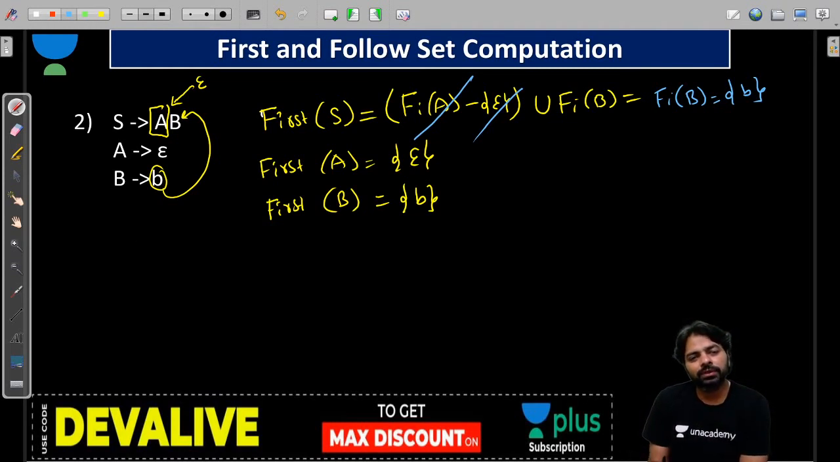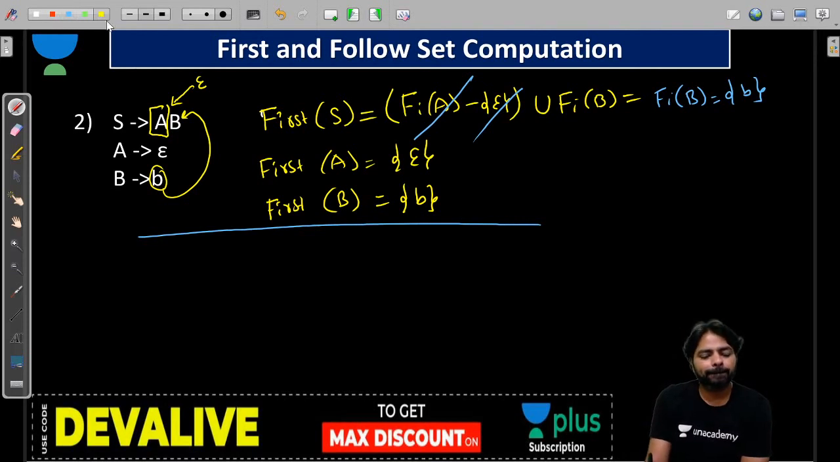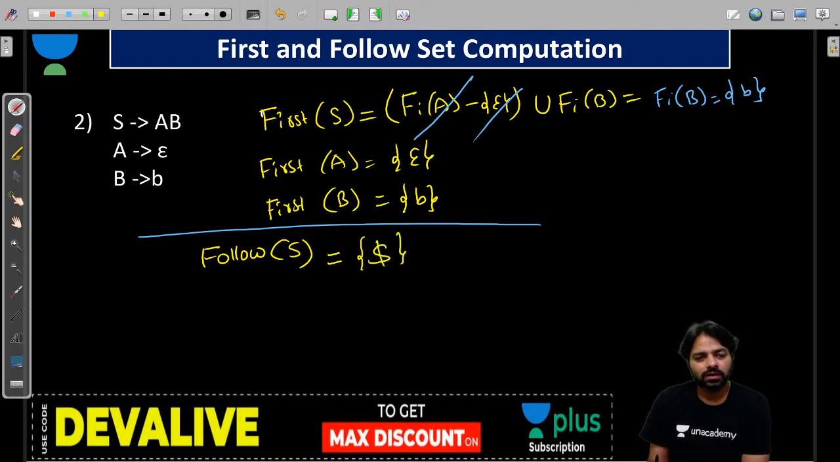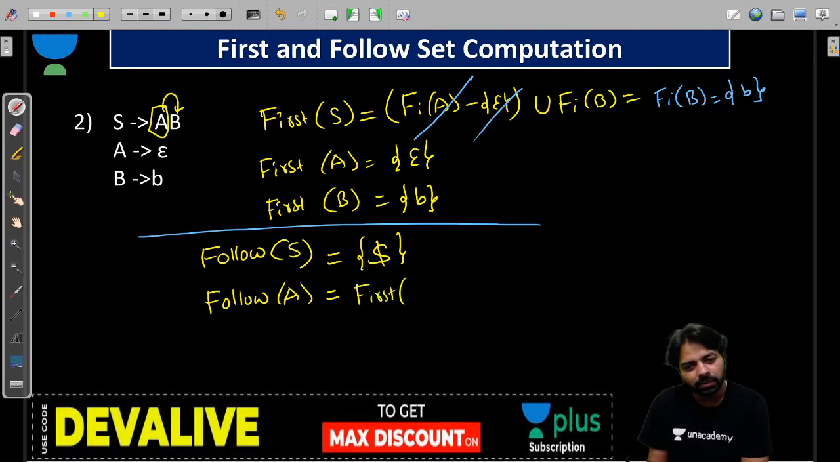Now we'll compute the follow set. Follow of S, and look fresh. Any S in the RHS side? No. So $. And do you have any capital A in the RHS side? Yes. So look at that. It is going to be a B, capital B. That is the first of capital B. But don't believe B always. If B derives epsilon, then follow of S also comes here. So which is equal to small b.